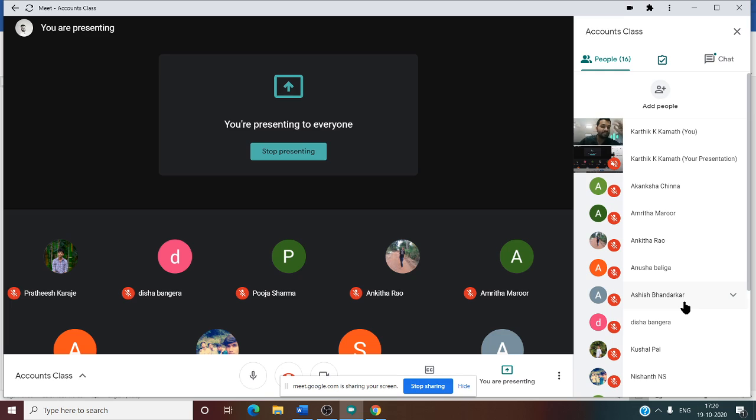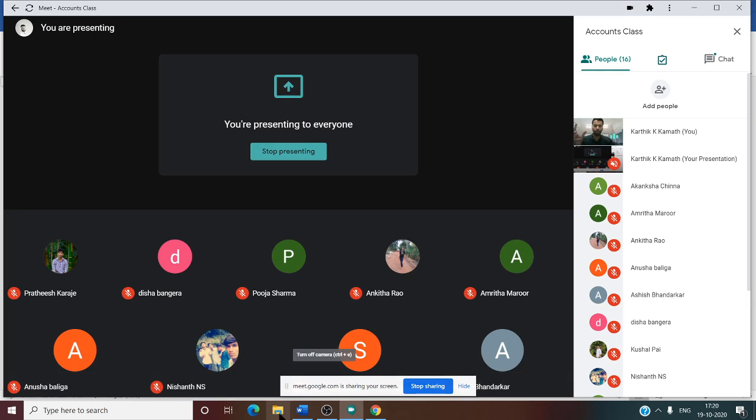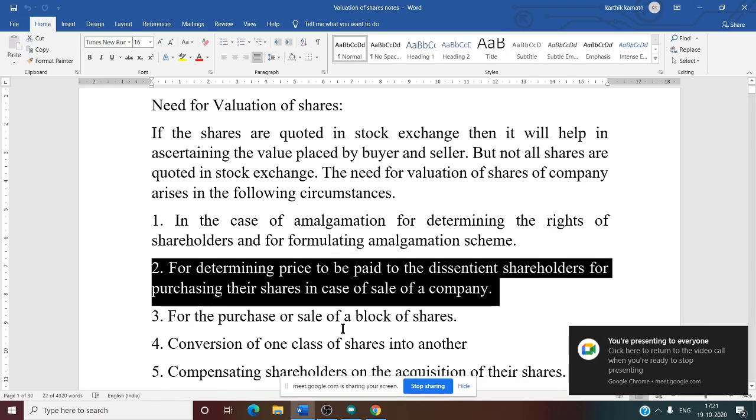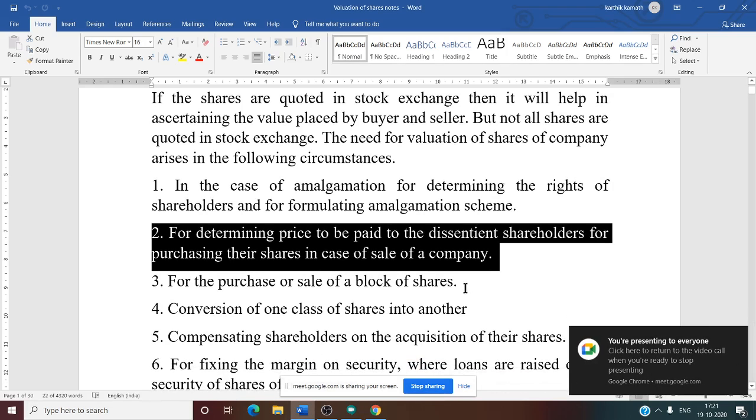In the case of a dissentient shareholder, we have to convince them. The company has to convince such a shareholder. For convincing purposes, as per the company's terms and conditions, we need to value the share because we need to allot the share to such a shareholder. That is why valuation of stock is needed in the case of a dissenting shareholder.